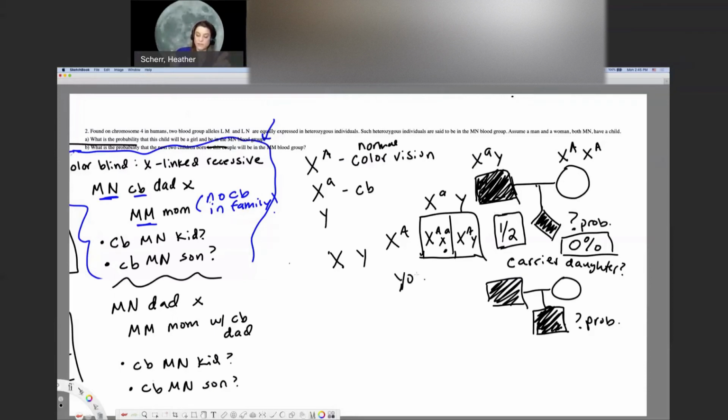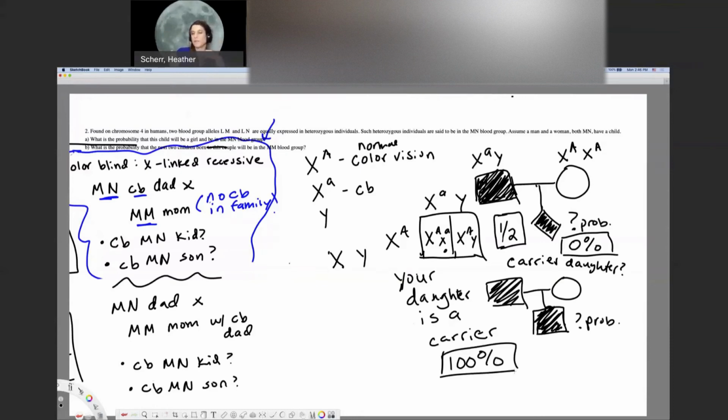Now, if I ask you what's the probability your daughter is a carrier, you already know you have a girl. That is out of the equation. So now, what's the probability she's a carrier? That's the only option. 100%. Okay, yeah, that's what I was referring to.